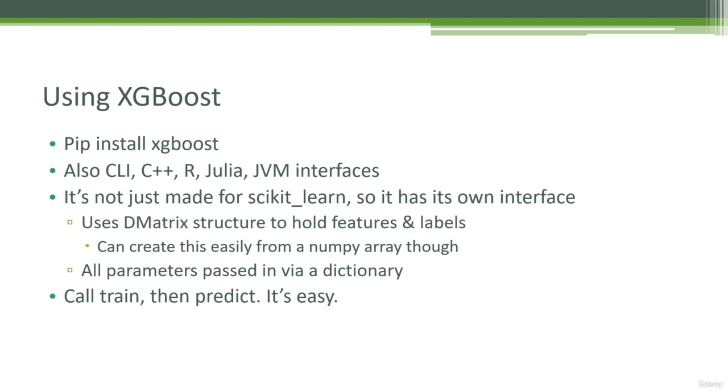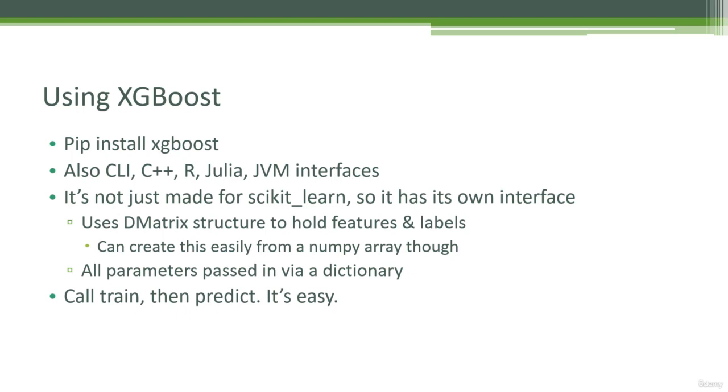It also offers interfaces on the command line interface for C++, which is what it's written in natively, also for the R language, Julia, and it has a JVM interface, so you can use XGBoost very efficiently within programs like Java or Scala, and Spark using Scala, for example. So it's not just made for scikit-learn and Python notebooks. It's more general than that. And as such, it has its own interface, so it's not really made specifically for scikit-learn.